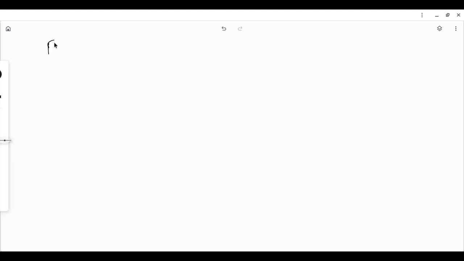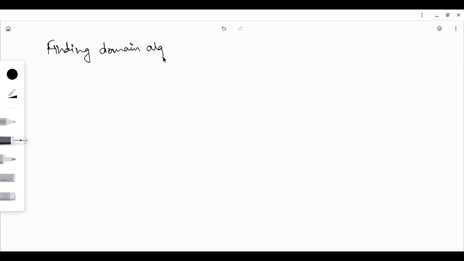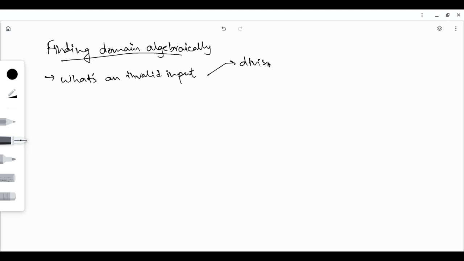Now, finding the domain algebraically. When we say valid inputs, we need to make a list of what's an invalid input. Based on the functions that you know so far, you have two scenarios. One is division by 0, that's invalid. And the second is the square root of a negative number.